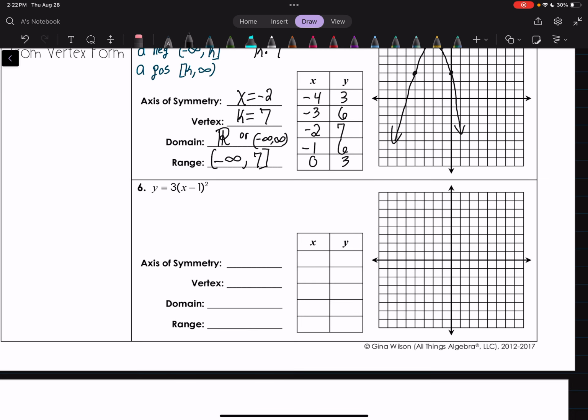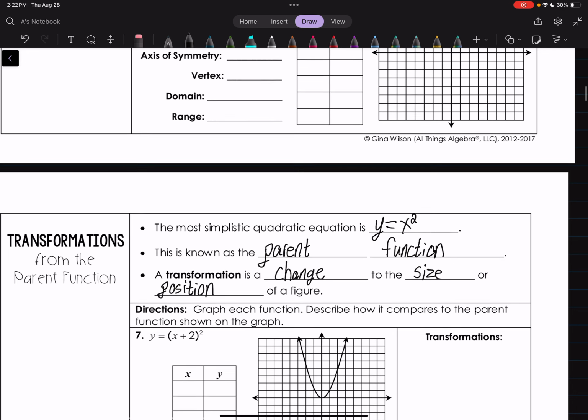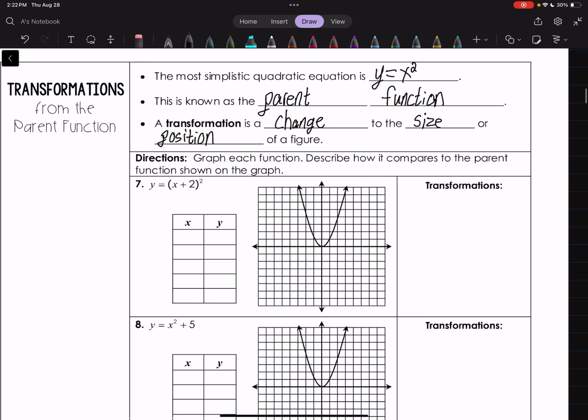Try number 6. Again, I'll show you the answer at the end. Transformations of this parent function. We're going to take the parent function, which is y is equal to x squared, the most simple version, and we're going to use transformations to change the size or position of the figure.